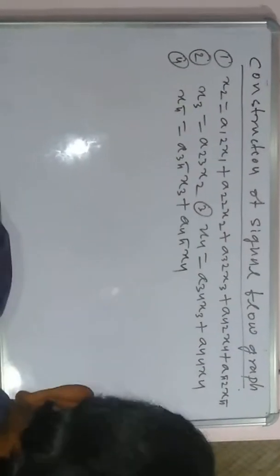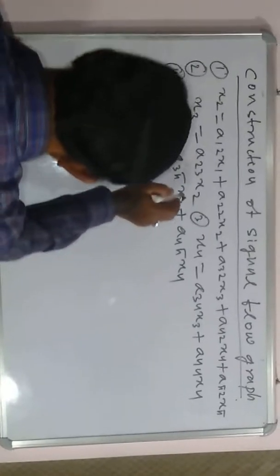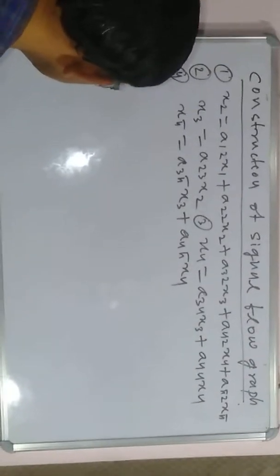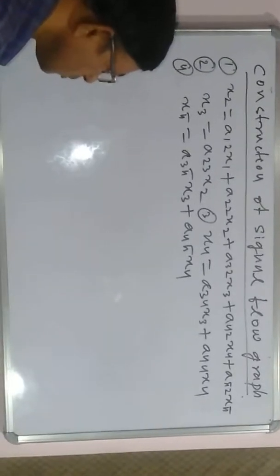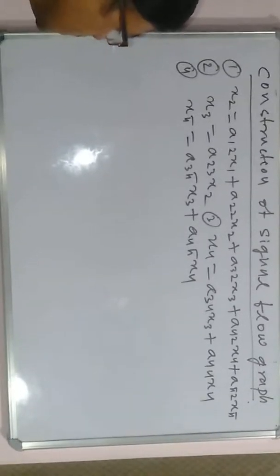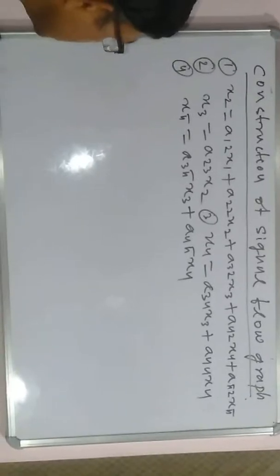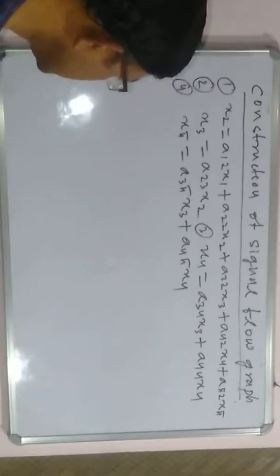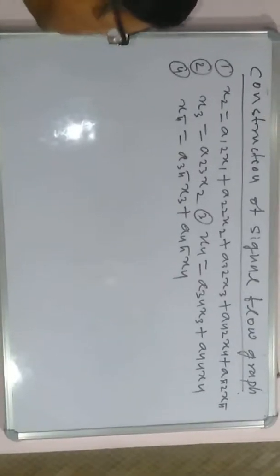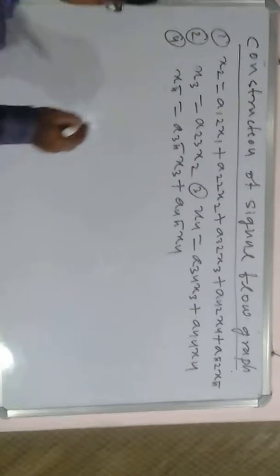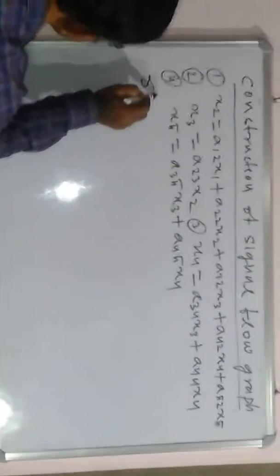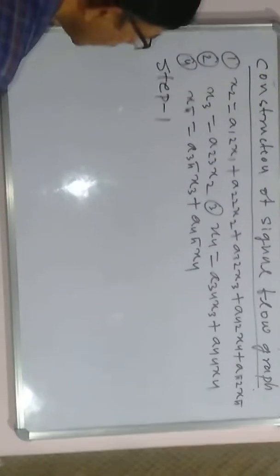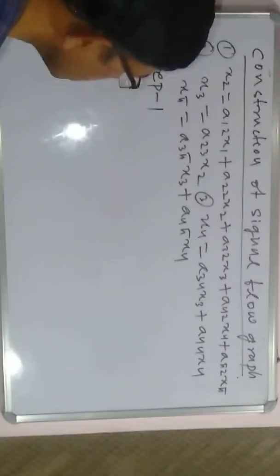So from these four algebraic equations we have to construct the signal flow graph. To construct the signal flow graph we have to proceed stepwise, otherwise it will be more complicated. If we proceed step by step, then we can draw this very easily. So let us start. Step 1: how to choose the number of nodes.